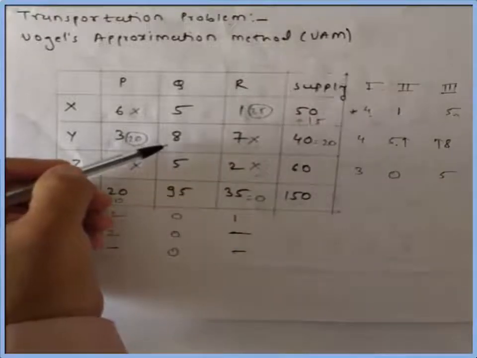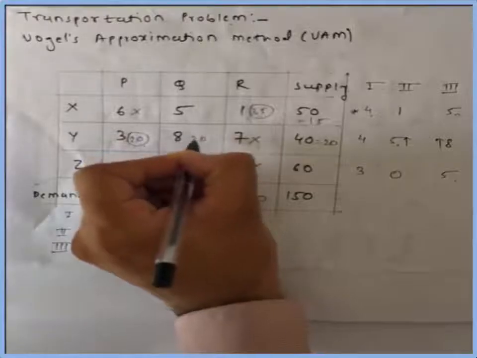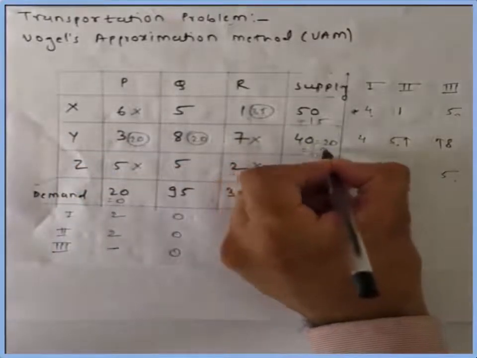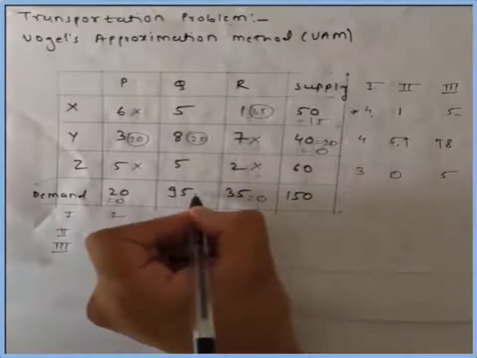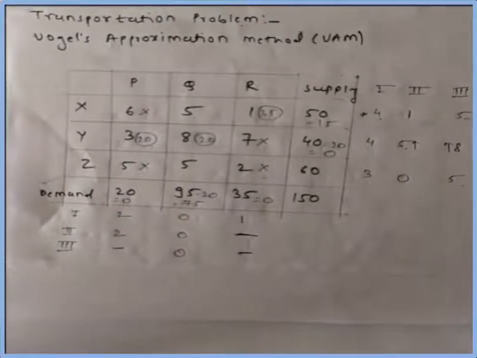Now for this cell, demand is 95 and supply is 20. Therefore here we can allocate the 20 unit. As a result of that, 20 minus 20 is equal to 0 and 95 minus 20 is equal to 75. Now again we will calculate the penalty.